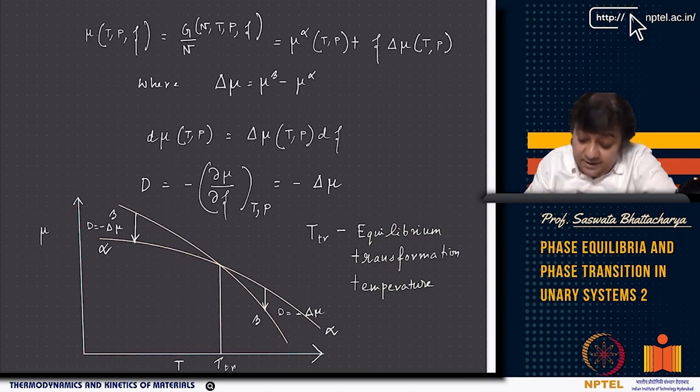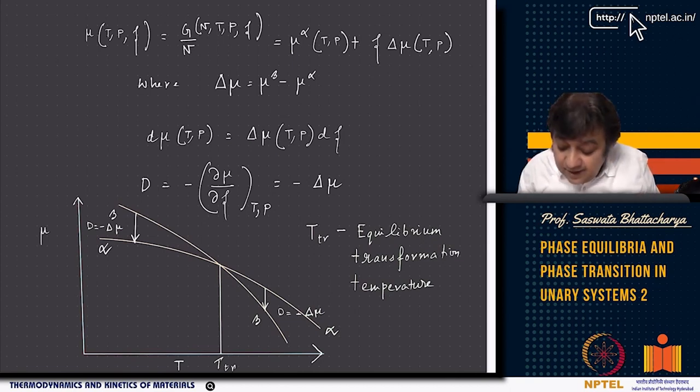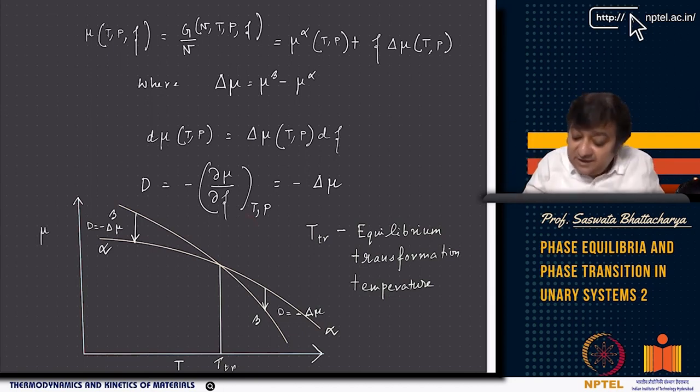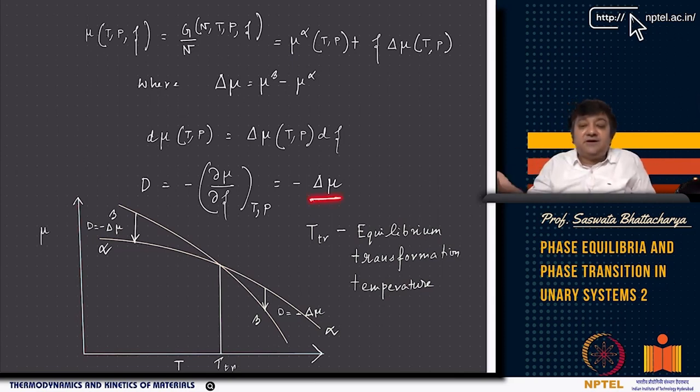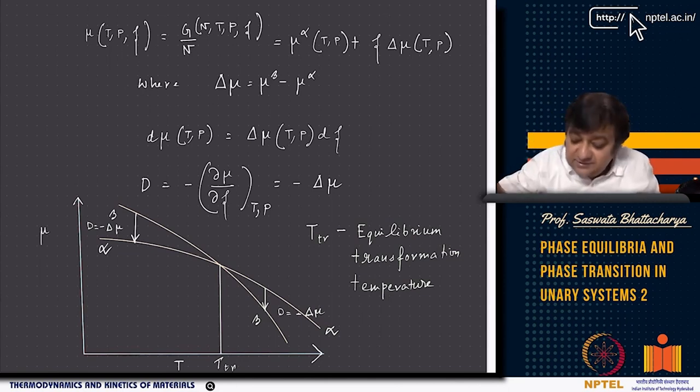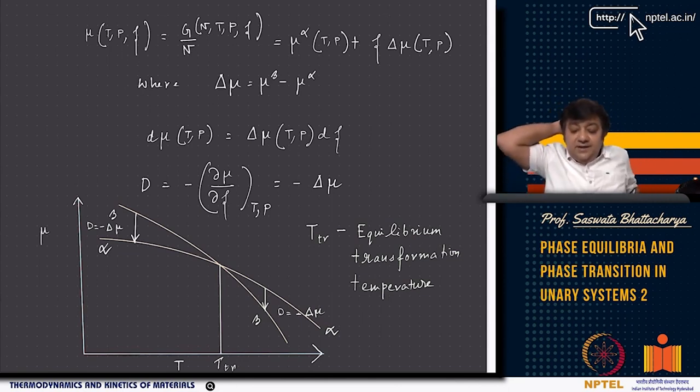zeta, right? And the driving force for this alpha-beta transformation is given by minus del mu del zeta, or del g bar del zeta at constant temperature and pressure, which is nothing but delta mu. So, minus of delta mu is the driving force. We can clearly understand this: if there is a chemical potential difference, then something flows, and the driving force is the negative of this potential difference. So, the driving force d is equal to minus del mu del zeta.